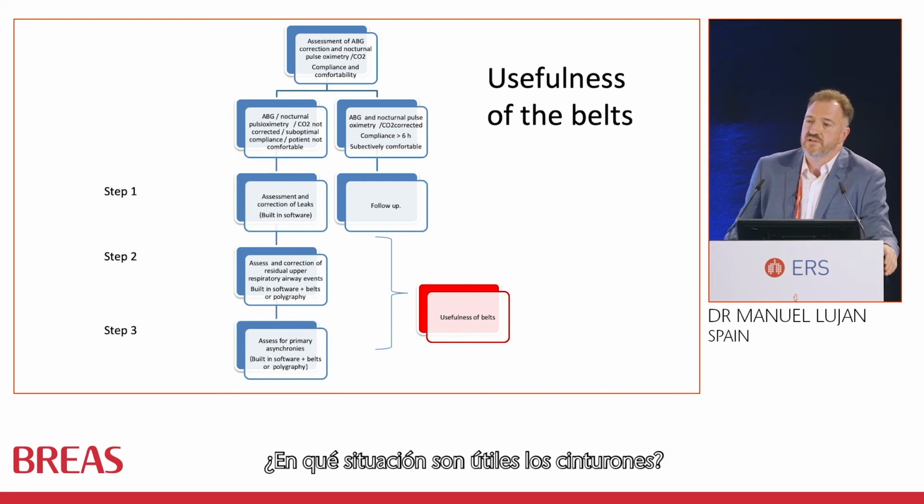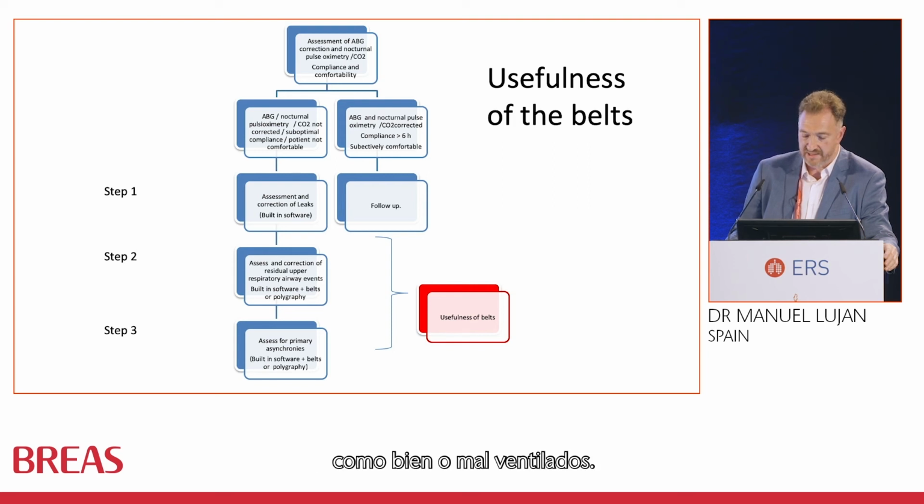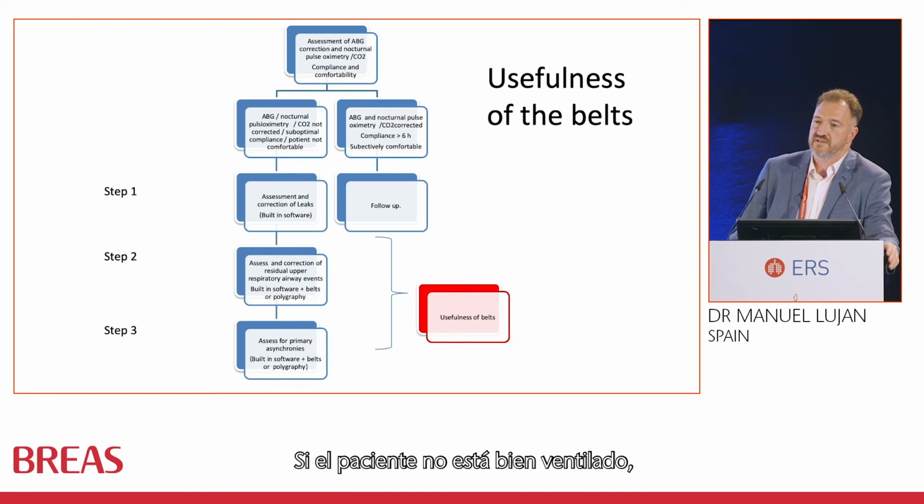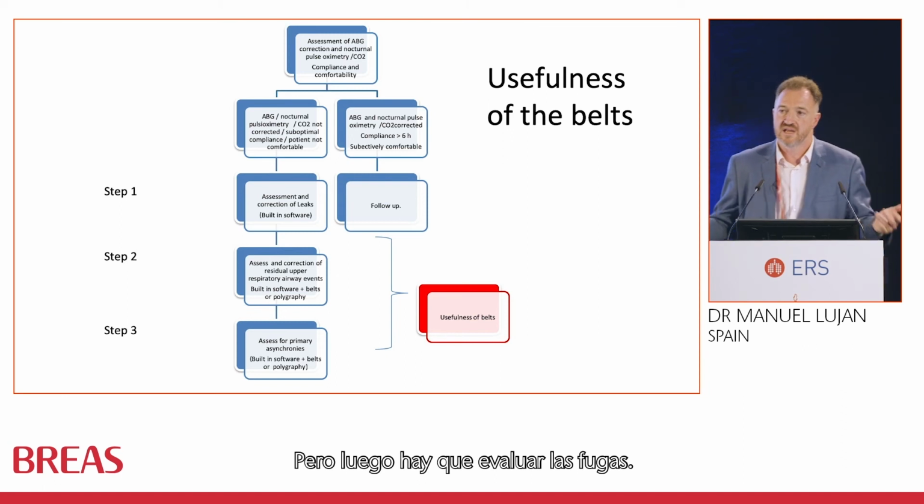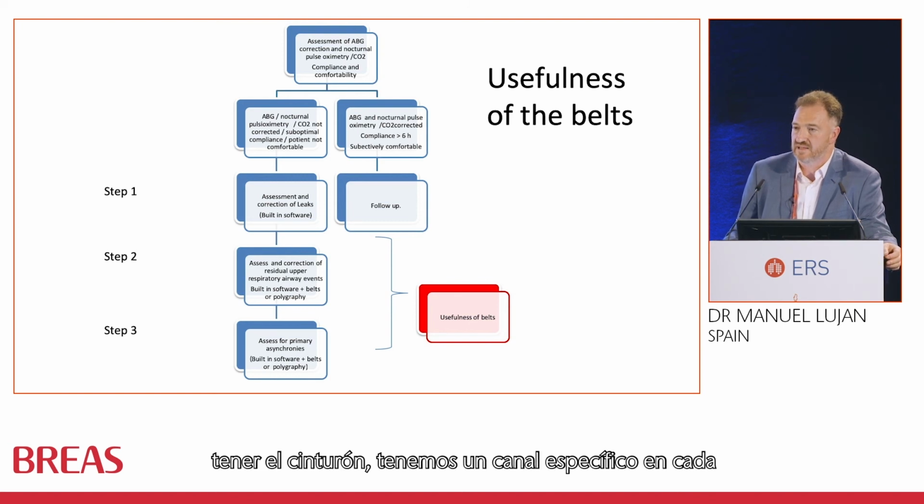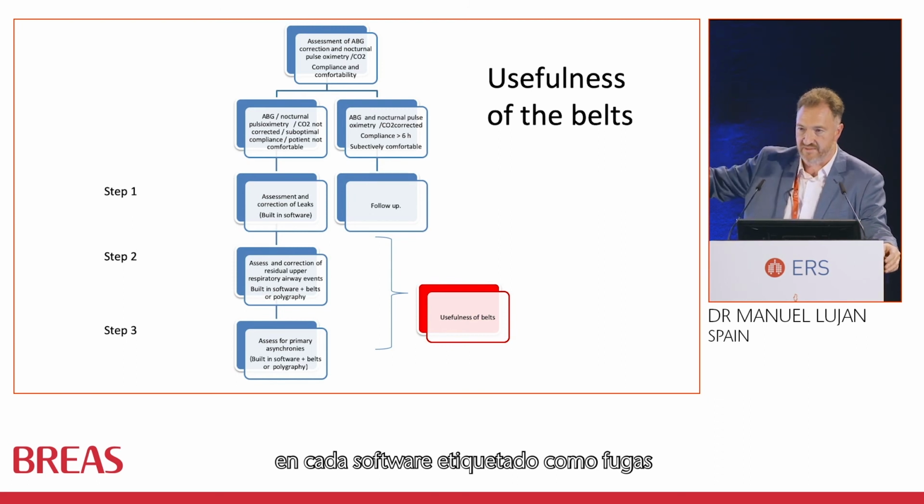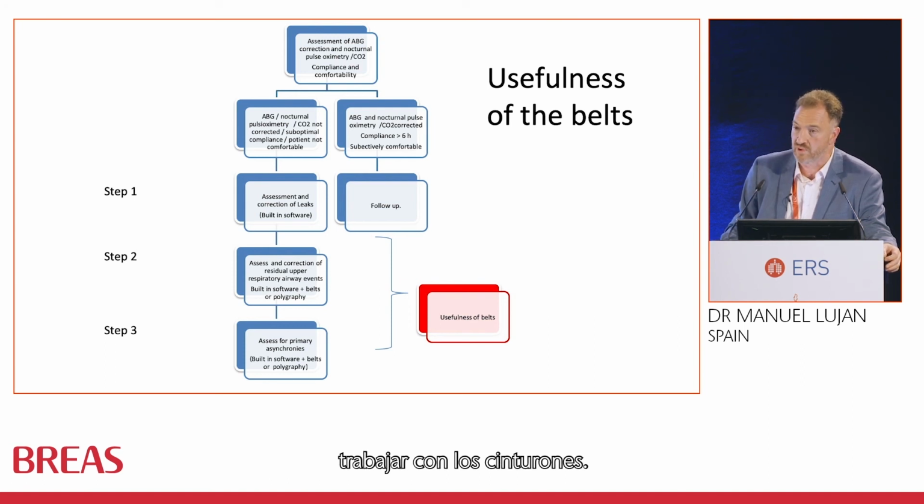What are the situations in which the belts are useful? First of all, we can classify whether the patient is well ventilated or not. If the patient is not well ventilated, the first step is obviously to assess the compliance, but the second one is to assess the leaks. Assessing the leaks clearly does not require belts. We have a specific channel in each software labeled leaks. And if you have that information, it is not necessary to work with belts.